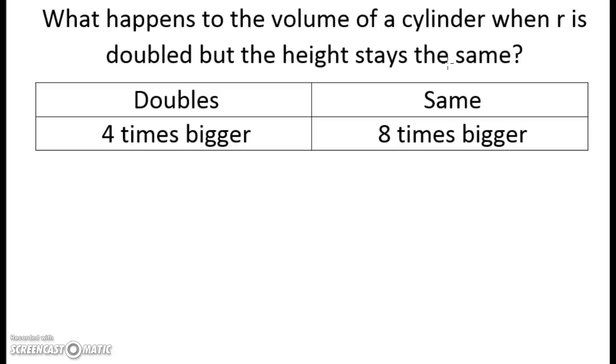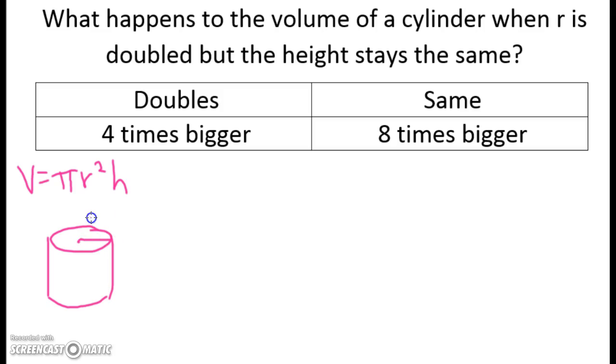All right, first thing, we're talking about volume. So the volume of a cylinder is equal to pi times the radius squared times the height. All right, so if I have one cylinder, and I'm just going to make up some numbers for it. Let's say that the radius of this cylinder is 3 and the height is 5.